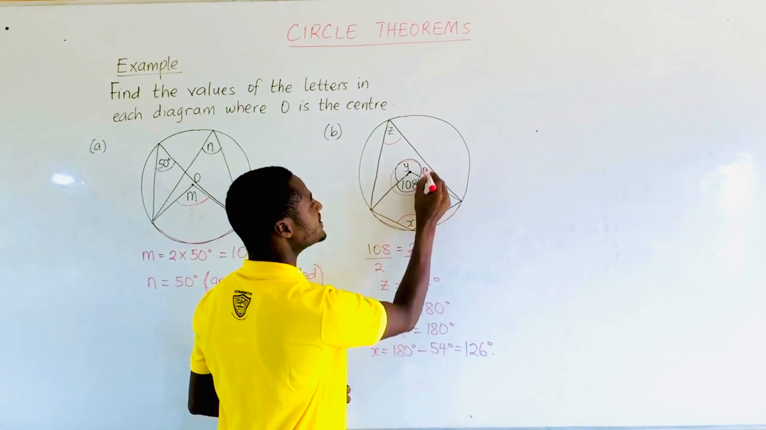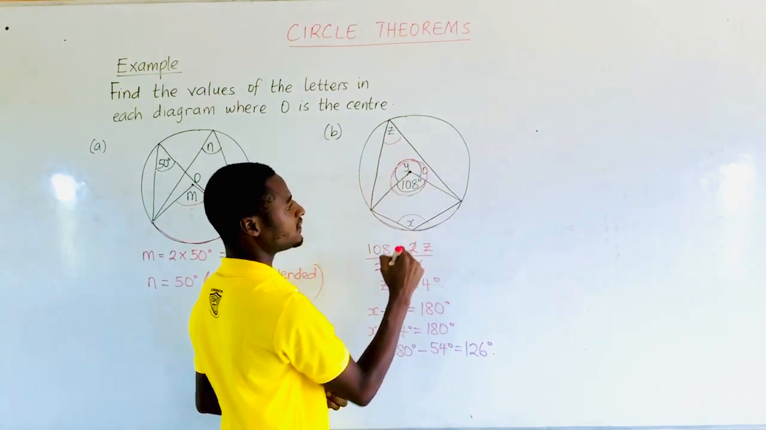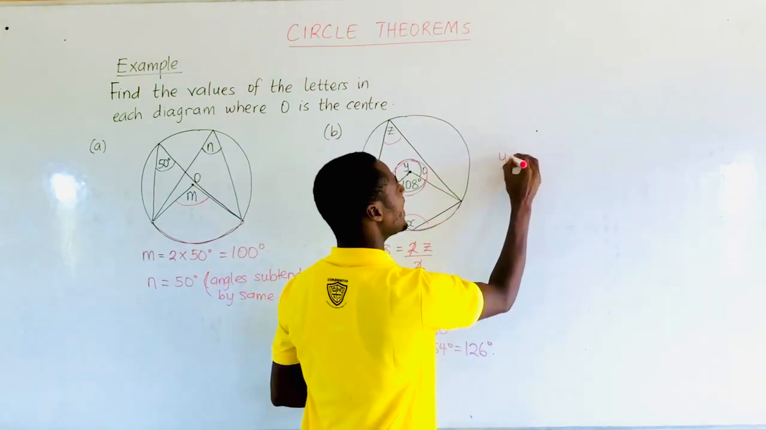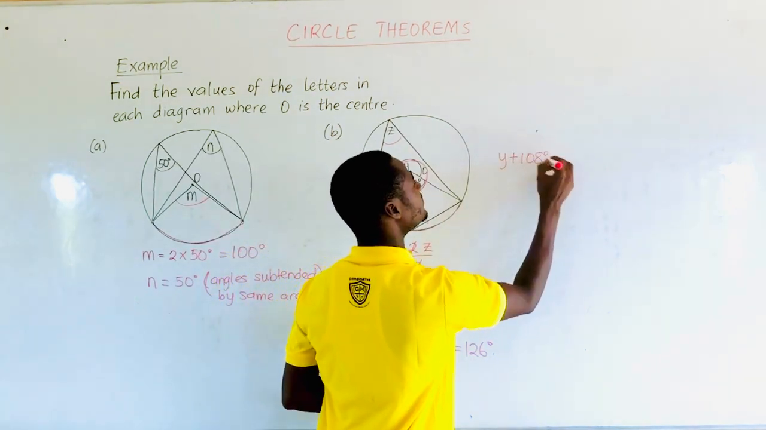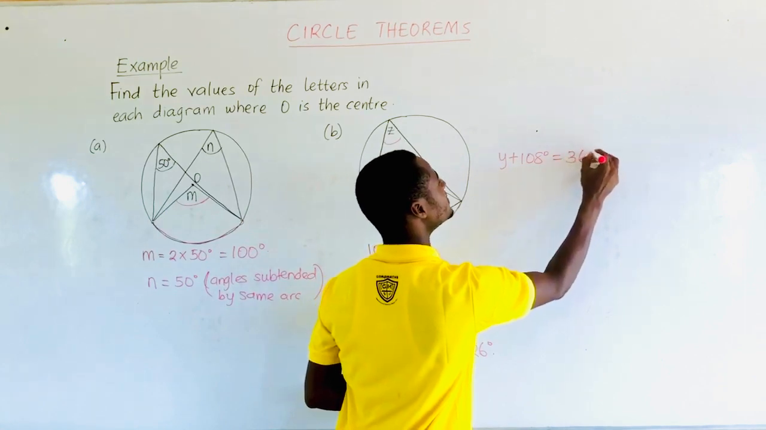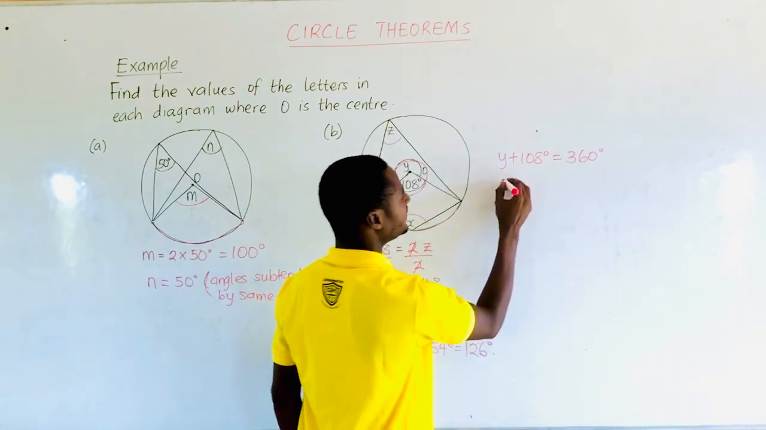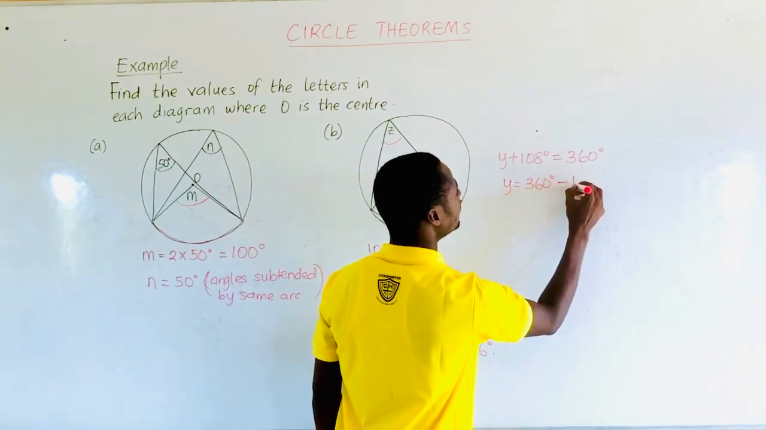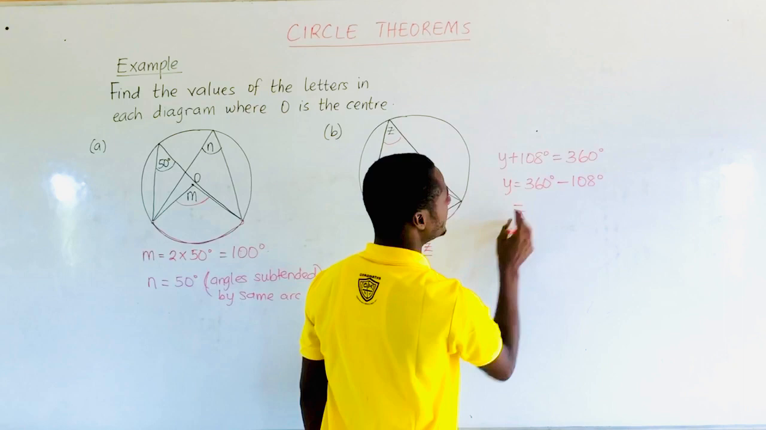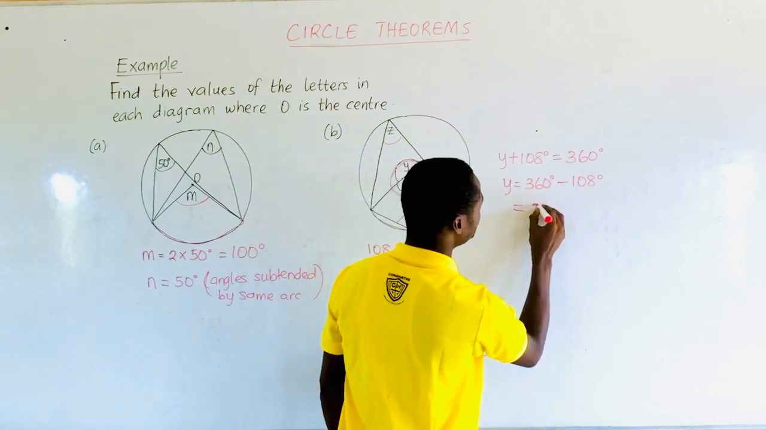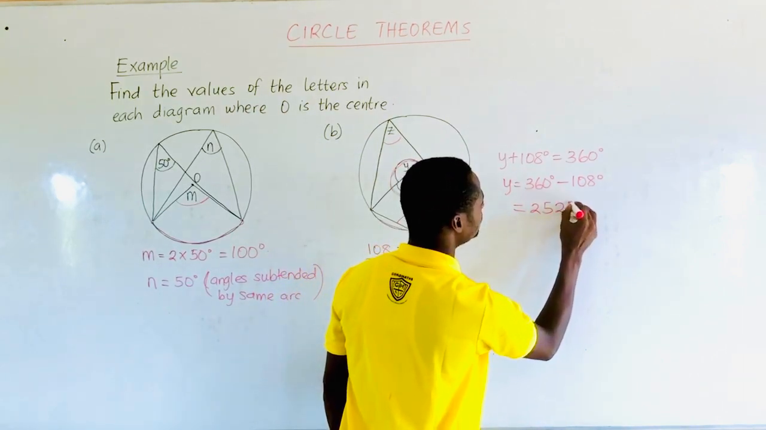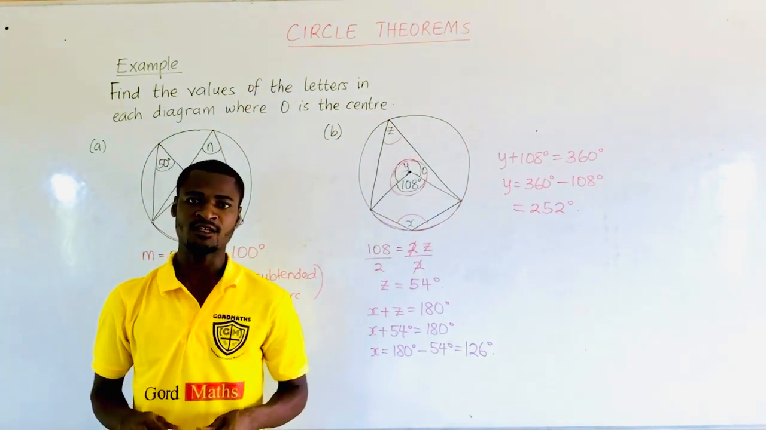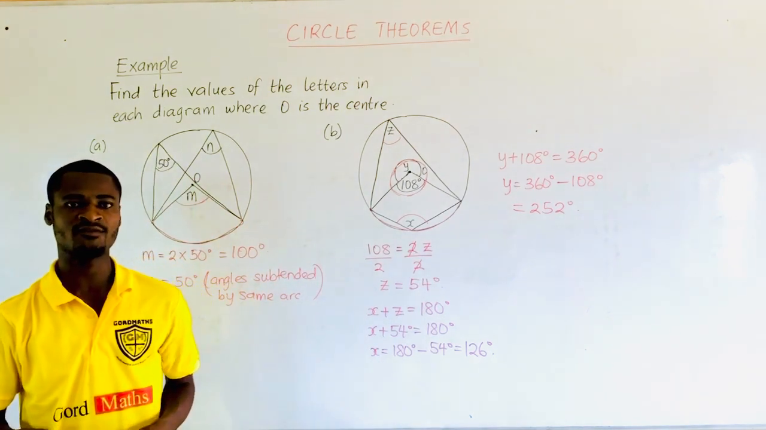Then again, in finding the value of y from our elementary geometry, we all know that the total angle inside a circle, this is forming a complete circle, is 360 degrees. And so y plus 108 degrees should give us 360 degrees. Then y will be equal to 360 degrees minus 108 degrees. And that should give us 252 degrees. We would also look at the next 4 theorems of a circle and take further examples from there.